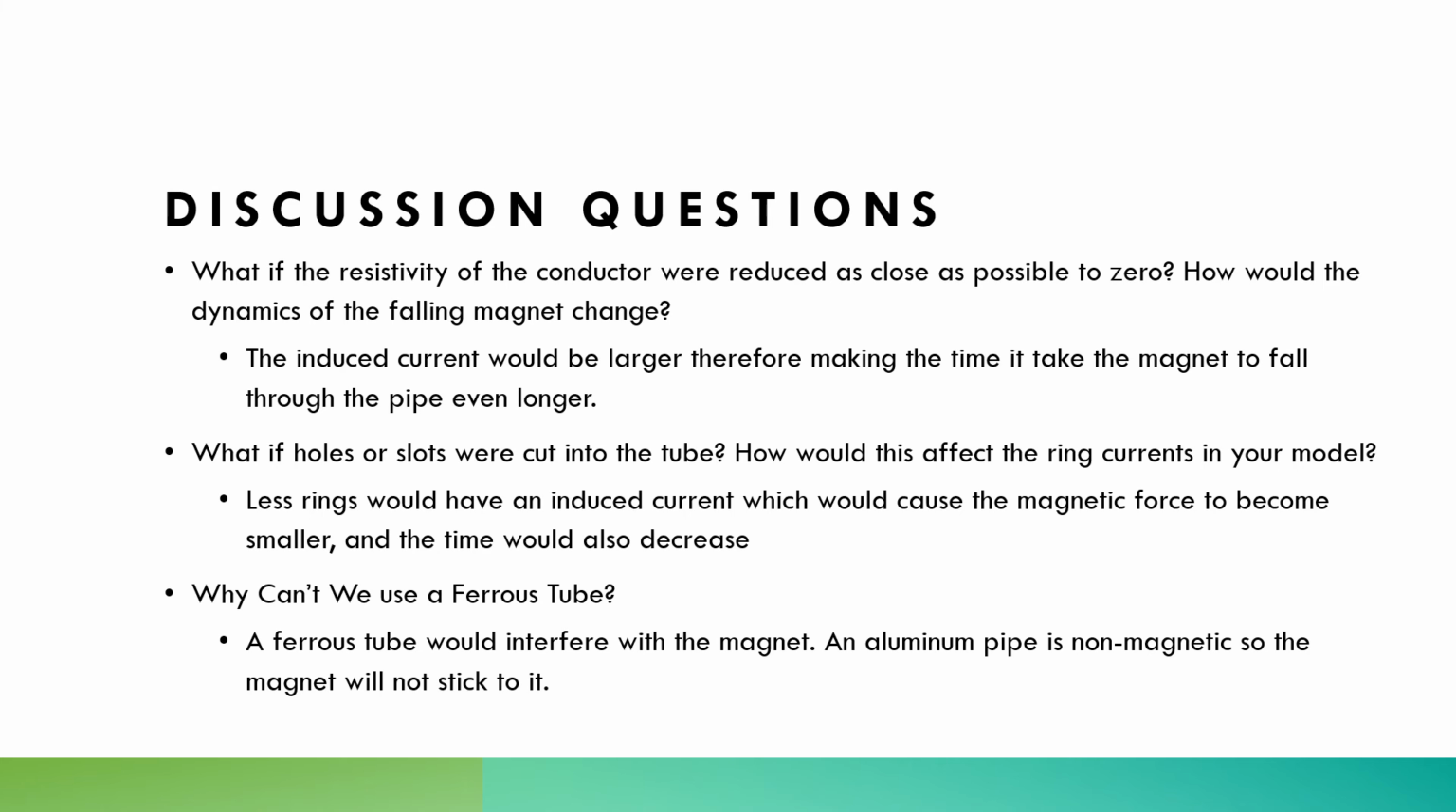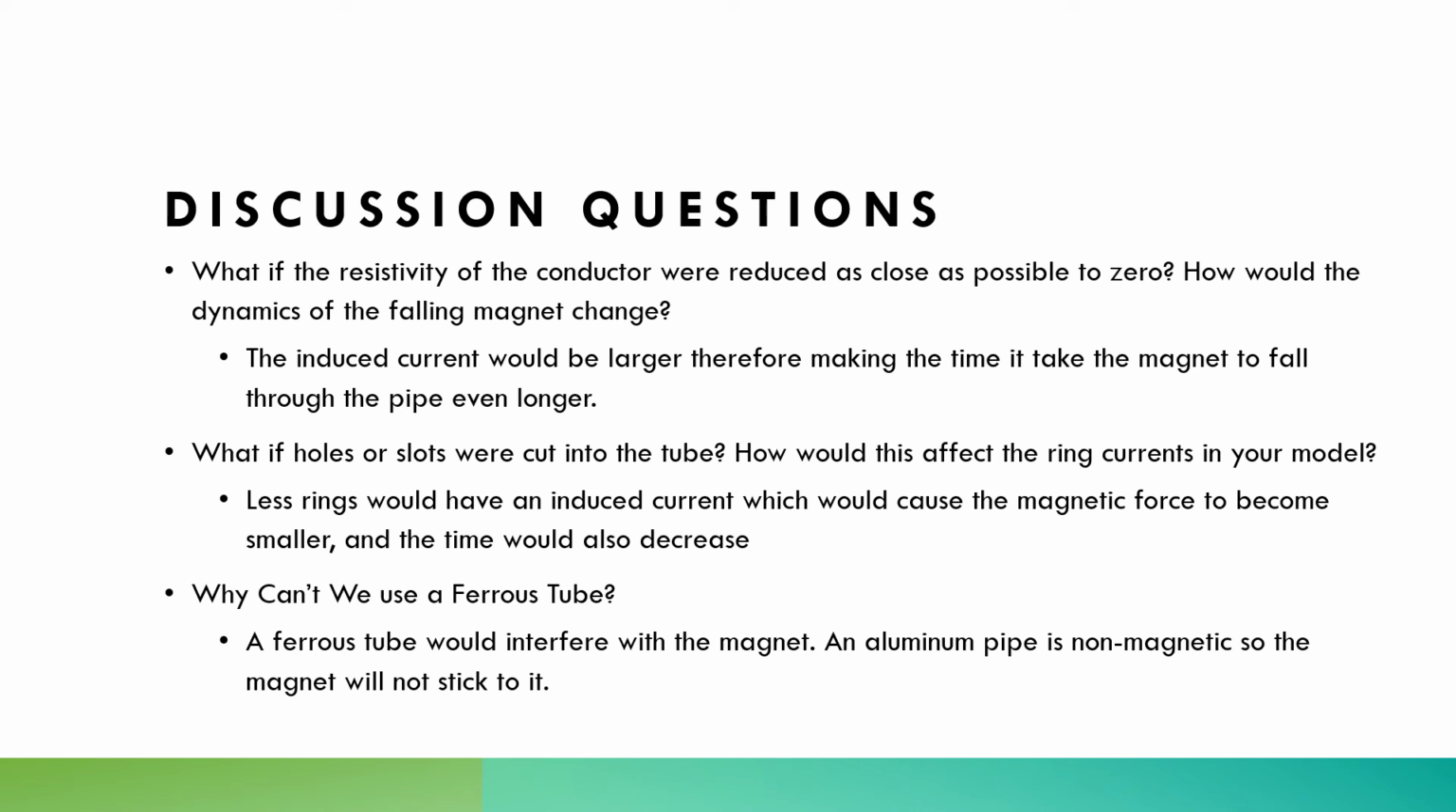What if there were holes or slots cut into the tube? How would this affect the ring currents in your model? Fewer rings would have an induced current, which would cause the magnetic force to become smaller, which would in turn make the time decrease.